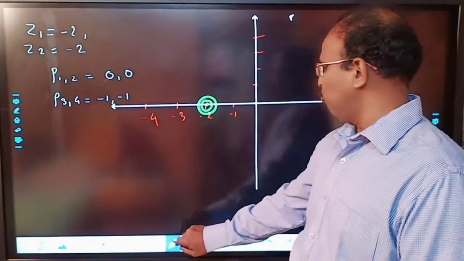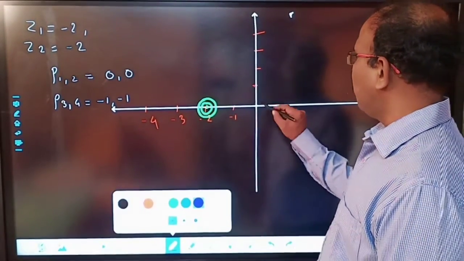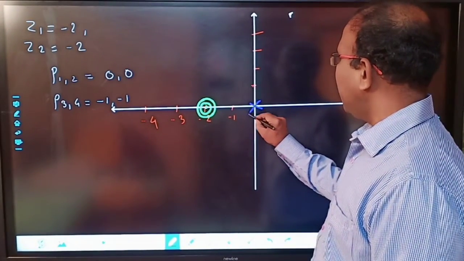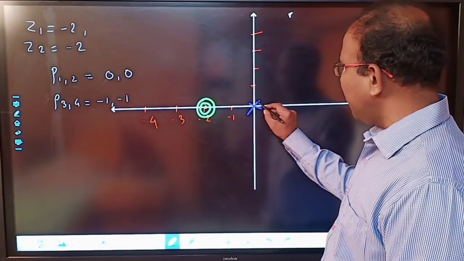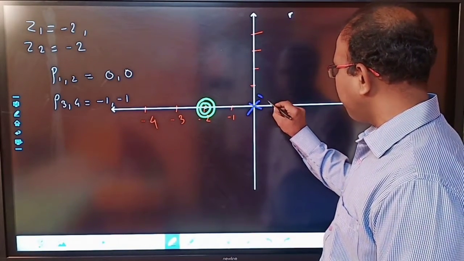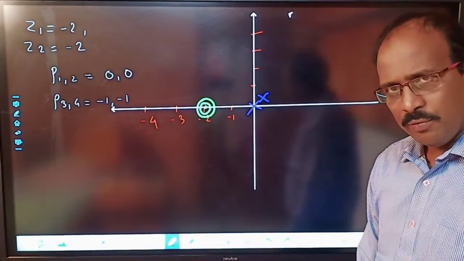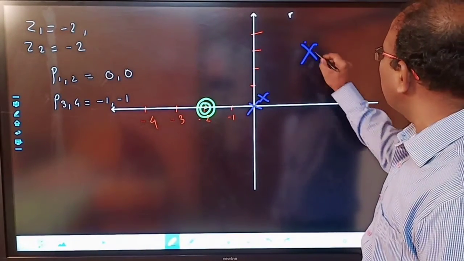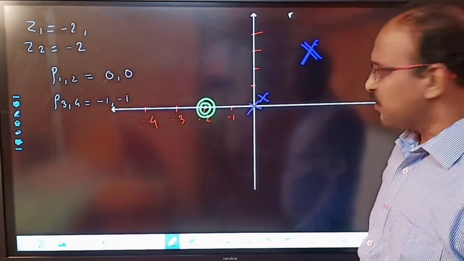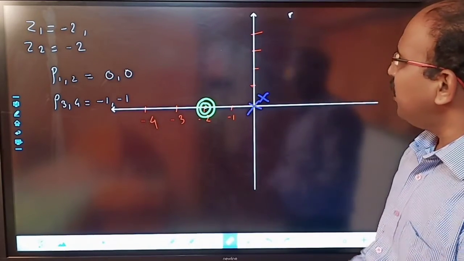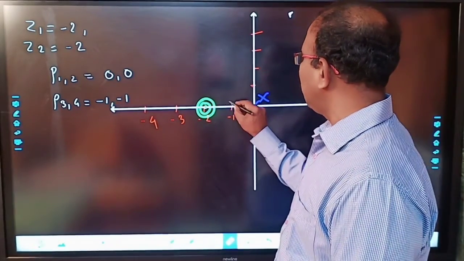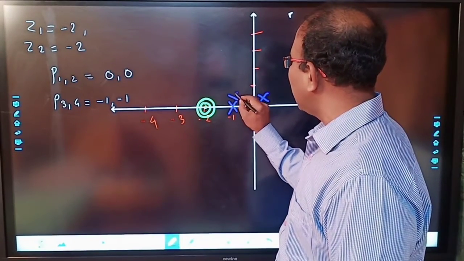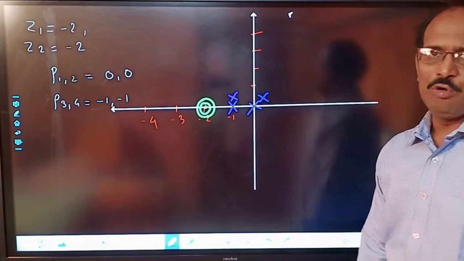Poles. I use a different pen to draw poles. Pole 1, and how will you write the second pole? So we can write like this. It is understood. I cannot write two poles like this. This must not be there. Okay. So here what can I say? Two poles. Then here at minus 1 there will be two poles. So I can draw like this. It is understood. There are two poles.